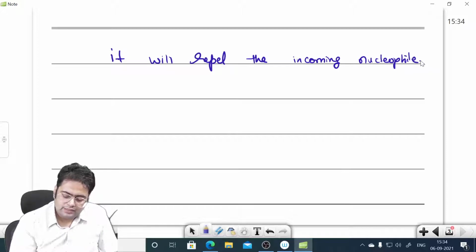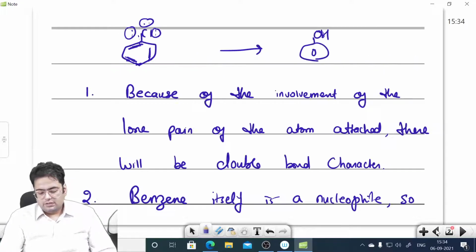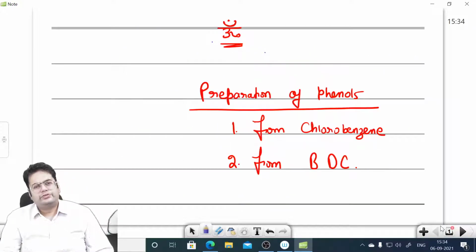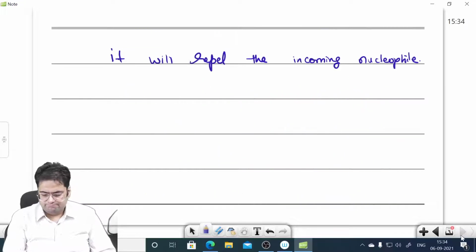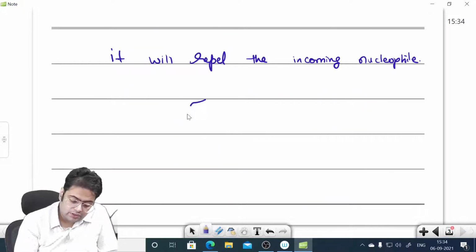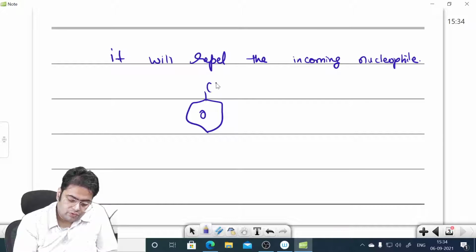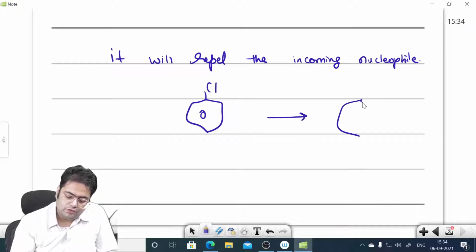So as it is clear that benzene generally doesn't feel good about this nucleophilic substitution, but as we know, we have to convert this chlorobenzene into phenol. How can we do it?